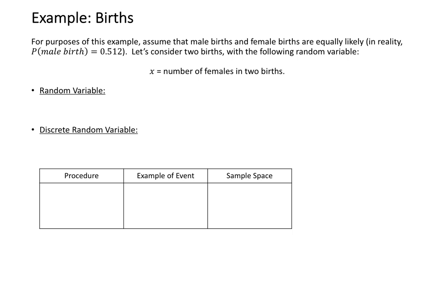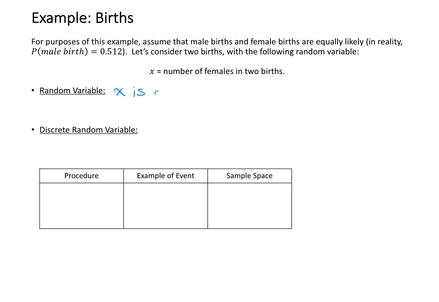So we're going to go ahead and assume that male births and female births are equally likely. So there is a 50% chance that when a woman is pregnant, she's going to give birth to either a male or a female. They're equally likely. So in this situation, we want to consider two births. What are the genders of two births? And therefore, we're going to identify our random variable x as the number of females in those two births. So again, the random variable in this example, x, okay?